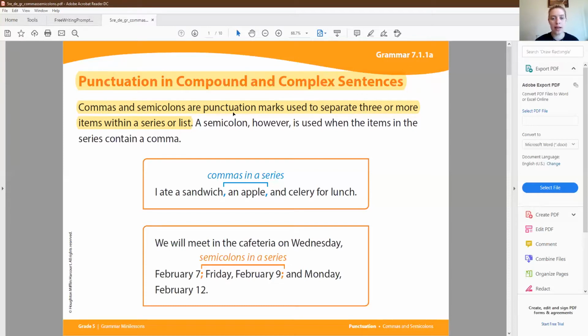All right, so we can use a comma to separate items within a series or list, and then a semicolon is used when the items in the series already contain a comma, okay? So in your writing, if you already have a comma in a list of things, then you need to use a semicolon to separate them instead of a comma. And we don't see semicolons used a lot, okay? We are going to see how they're used today, but we usually see them with dates. So go ahead and write that down as well.